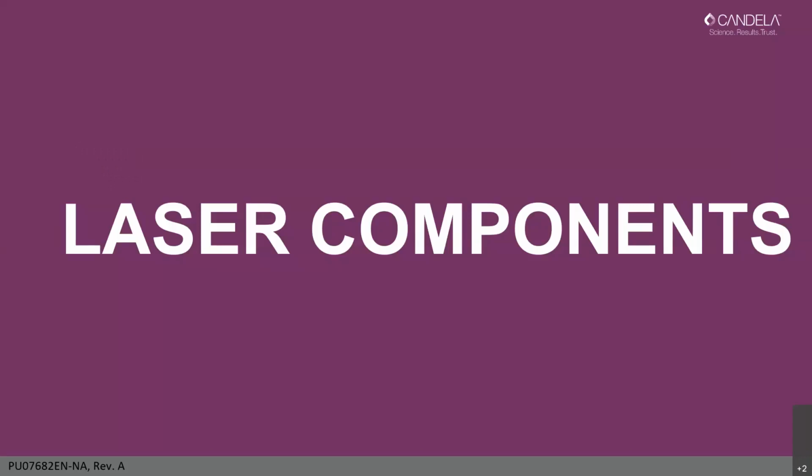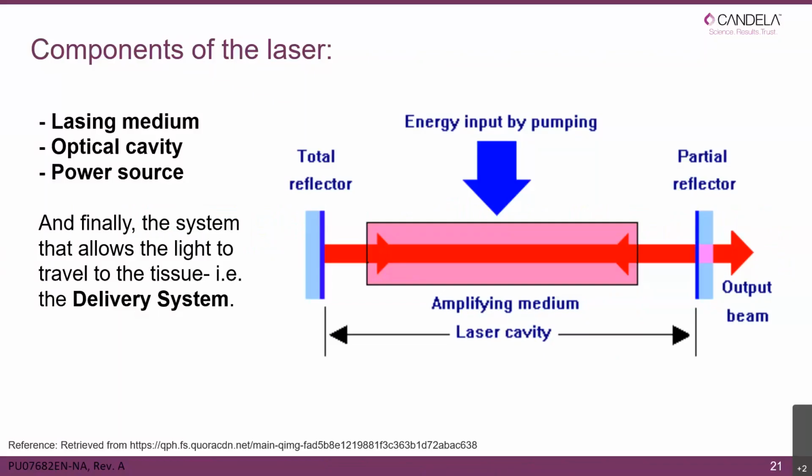Let's now look at the components that make up a typical laser. In essence, you need four things to produce a laser. You need something we call a lasing medium, and I'll discuss this in more detail in a moment, an optical cavity, a power source, and then finally you need a delivery system in order to deliver the laser light you're producing within a machine to the area that you're trying to treat on the skin.